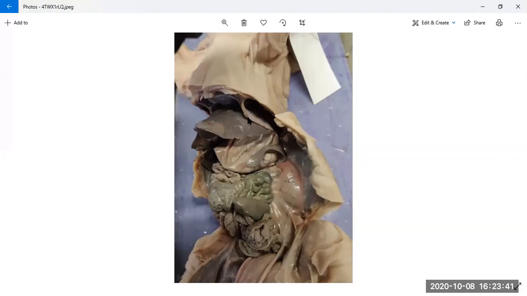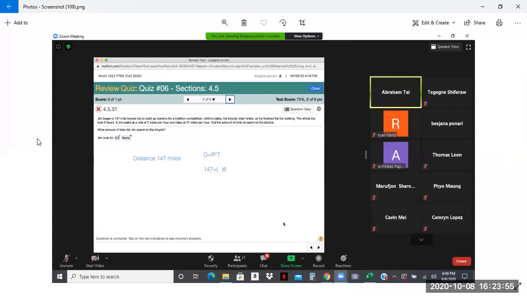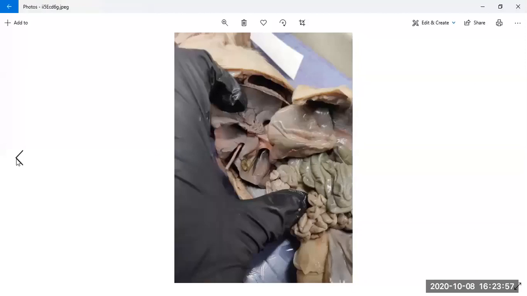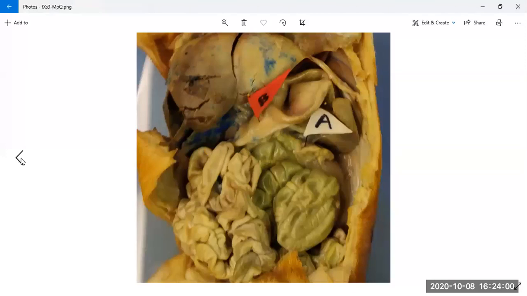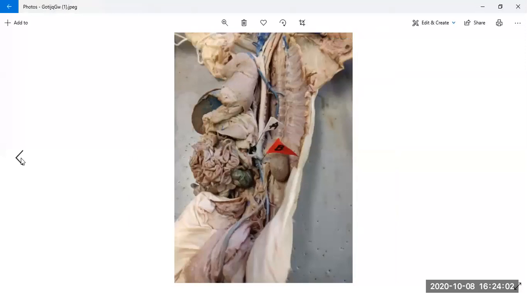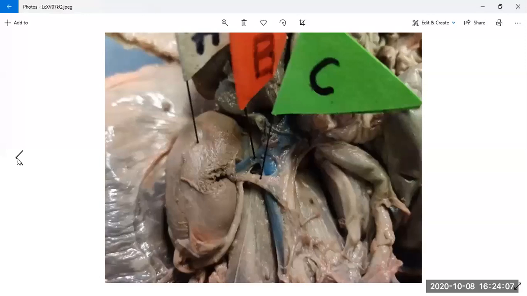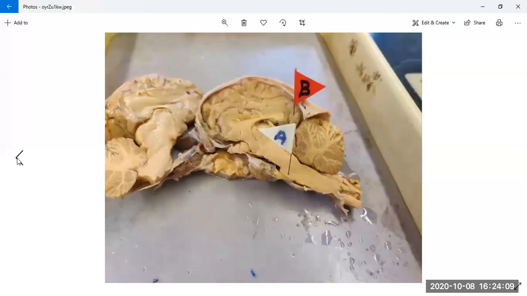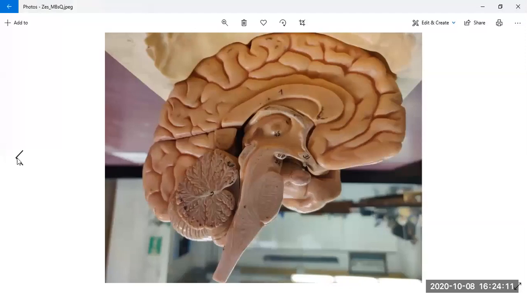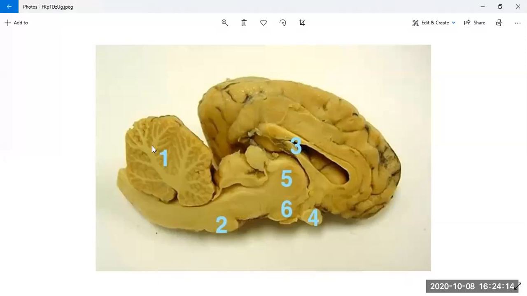Yep, we saw this one: diaphragm, liver, spleen, pancreas, kidneys, large intestine, small intestine. Okay, let me quickly go over them, if there's anything left that we didn't see. Yeah, I guess we saw all of them.